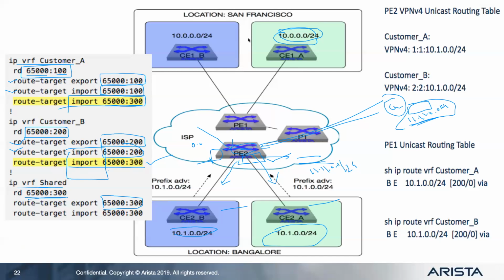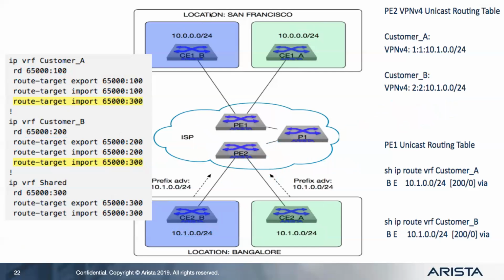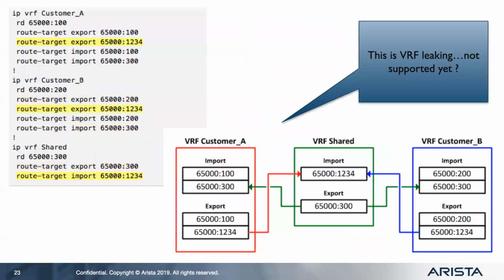Okay. So this is one example of a complex design where you want to leak routes from one VRF to another VRF using EVPN RT. Now, if we want to check one more complex, one more step further, that is this one. So what is this?